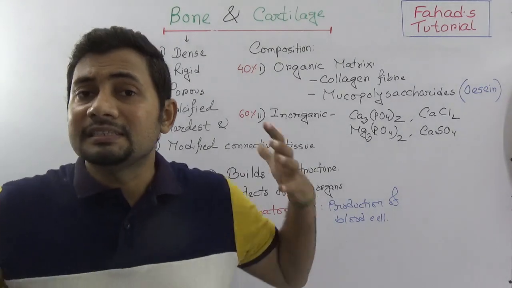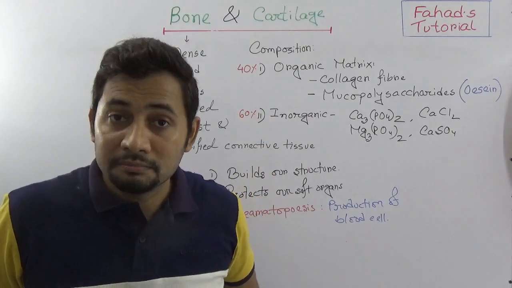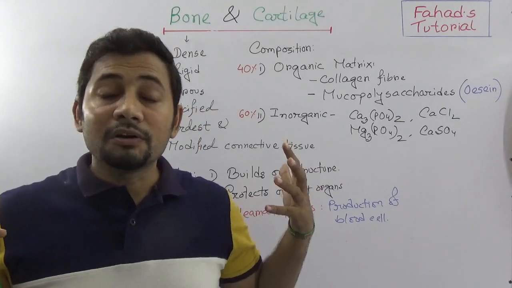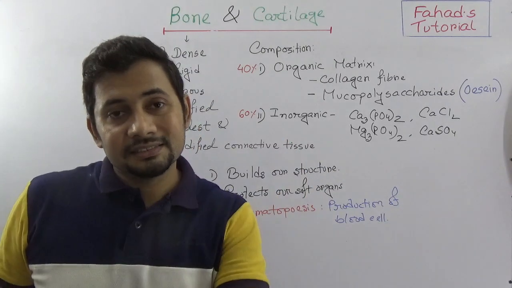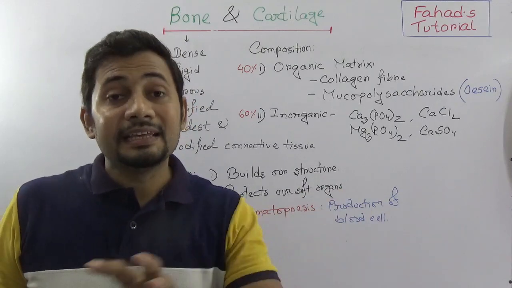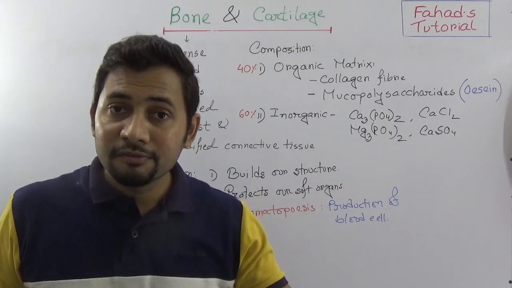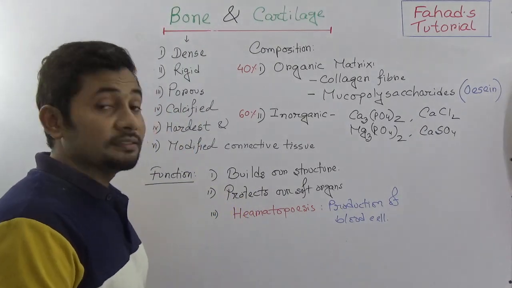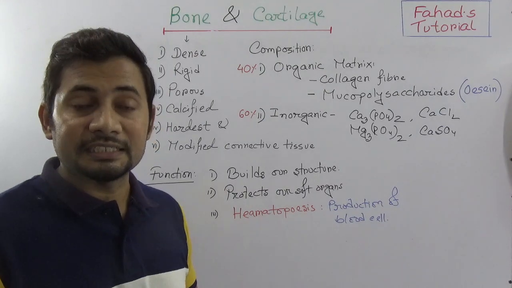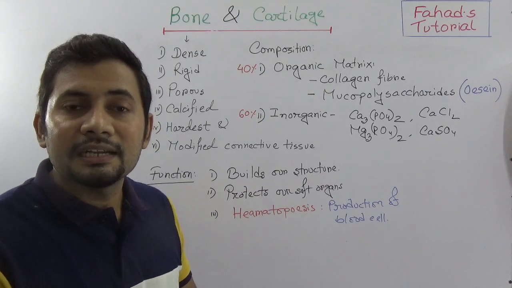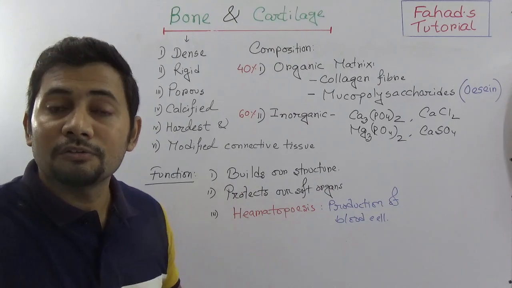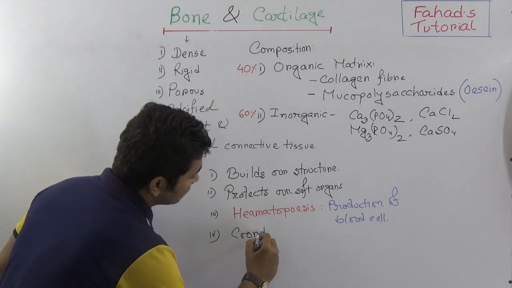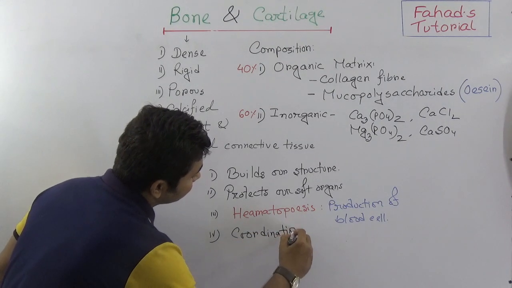Simply, bones are bearing our weight. They give the shape of our body. They are continuously coordinating with muscles, tendons, ligaments and nerves for our locomotion and movement. So number four, we can say that bones provide coordination for locomotion or movement.